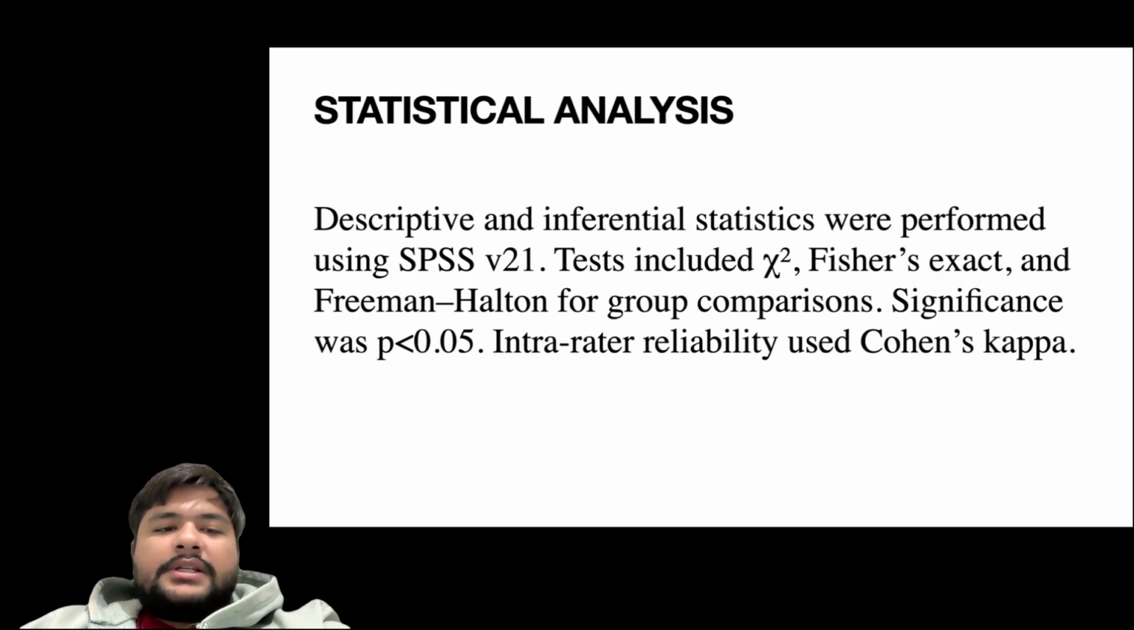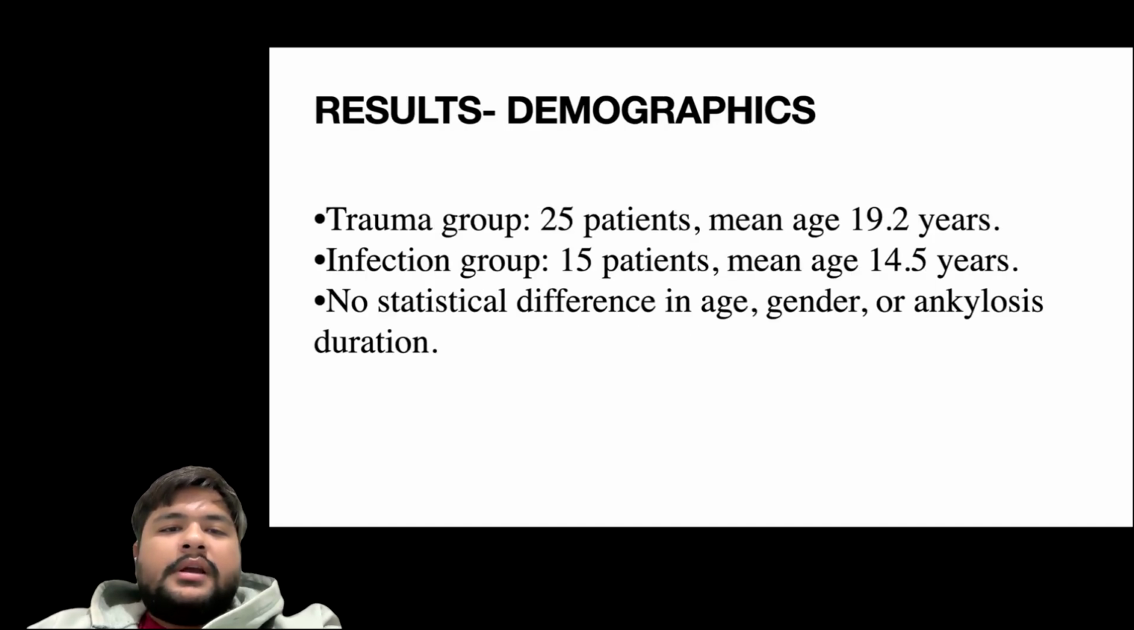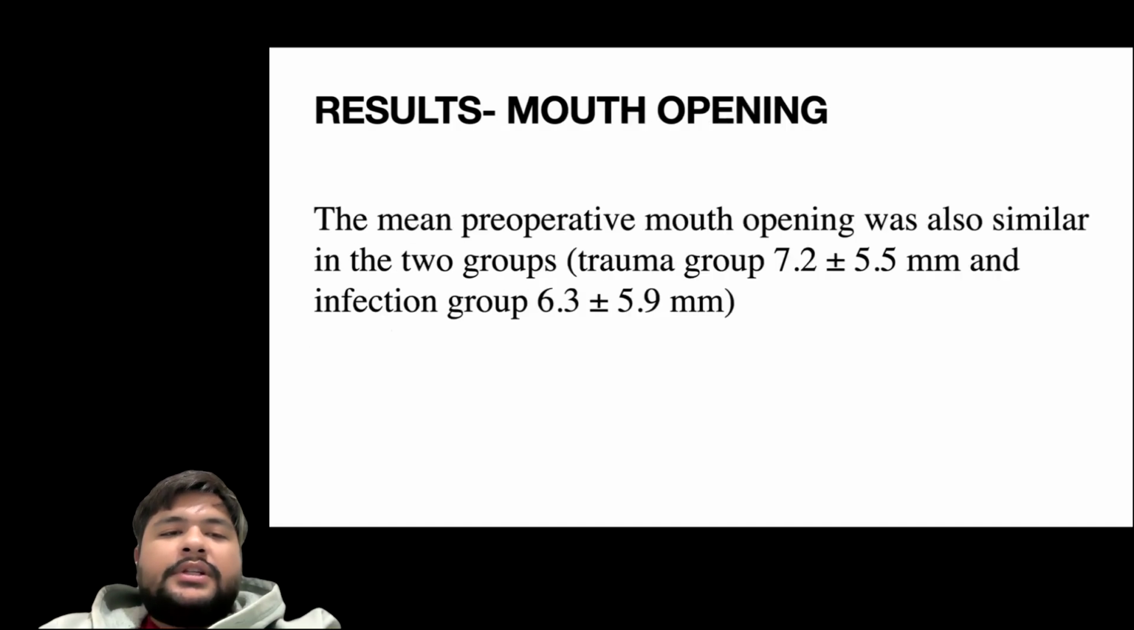Coming to the statistical analysis, descriptive and inferential statistics were performed using SPSS software, and Fisher's exact test and Freeman-Halton test were used for the comparisons. Significance was p less than 0.05, and intra-rater reliability used Cohen's kappa. The results were as follows: the trauma group had 25 patients, mean age 19.2 years. The infective group had 15 patients, mean age 14.5 years. There were no statistical differences in age, gender, and ankylosis duration. The mean preoperative mouth opening was also similar in the two groups: 7.2 mm in the trauma group and 6.3 mm in the infection group.